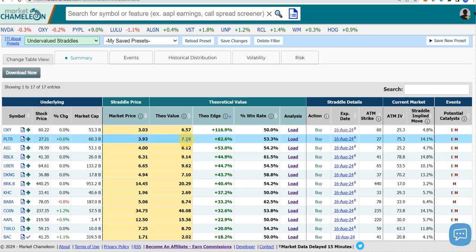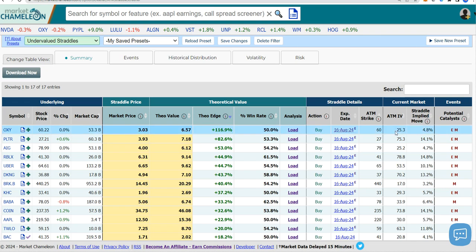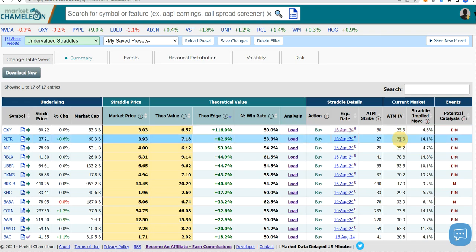I'm actually very impressed that the straddle is cheaper than, okay, that means that the IV, the at the money implied volatility, okay, 75, interesting. The straddle implied move 14.1%. We got 82% theoretical edge. It means that you are paying only $4 compared to $7. You pay almost half. That's crazy compared to what you should have paid for this straddle.